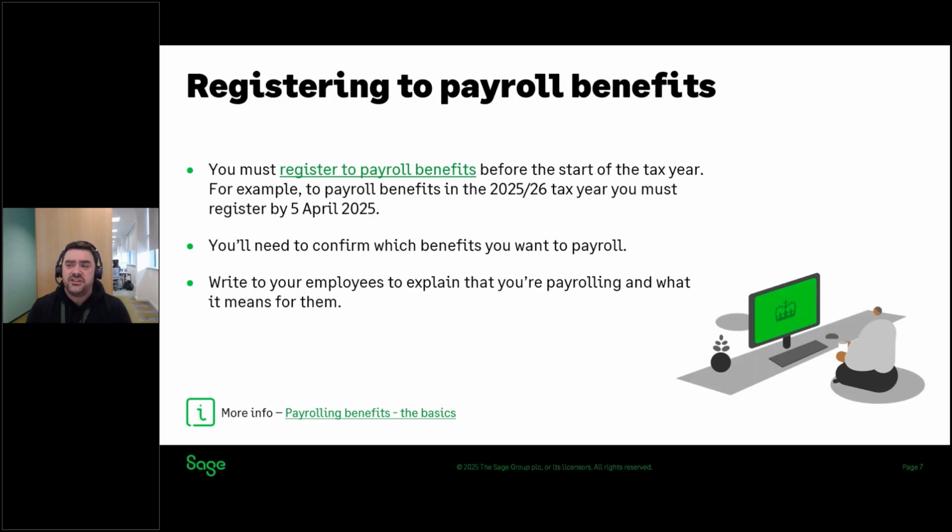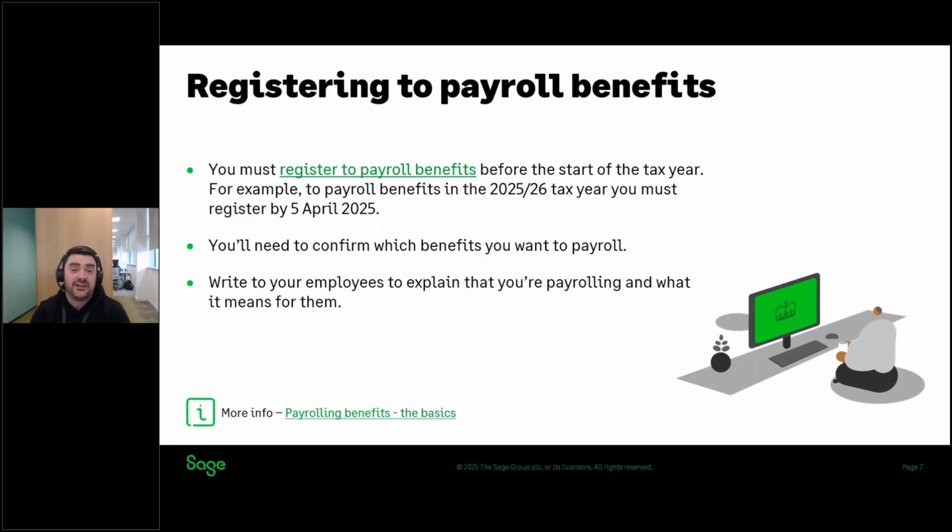So I've already mentioned that you do need to register to payroll your benefits, and that must be done before the start of the tax year. So if, like some of you here, you are planning to payroll benefits for 2025 to 26, you must have registered to do so by the 5th of April of this year. As part of the registration process, you will confirm what benefit types you will be payrolling. So you don't have to payroll all benefit types. You can choose which ones.